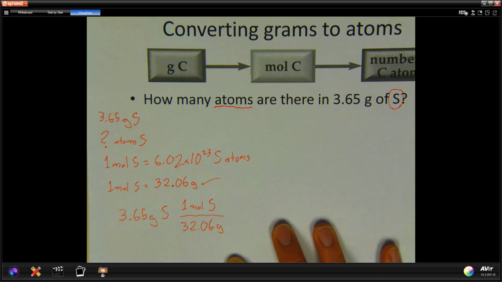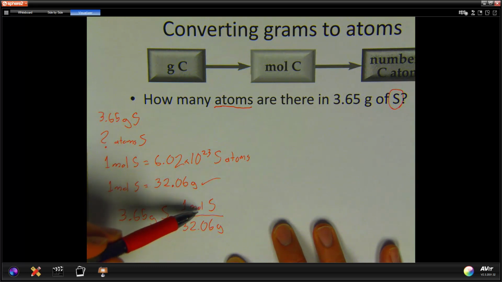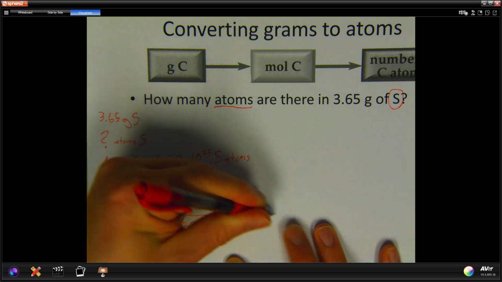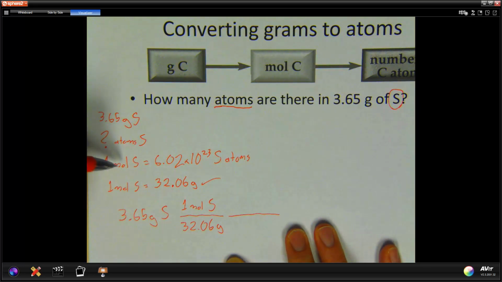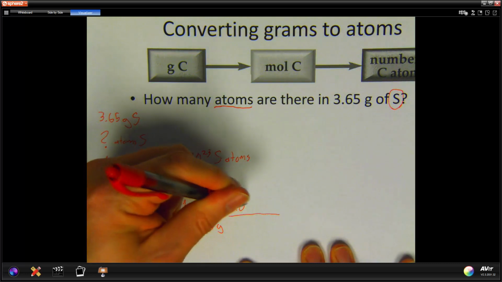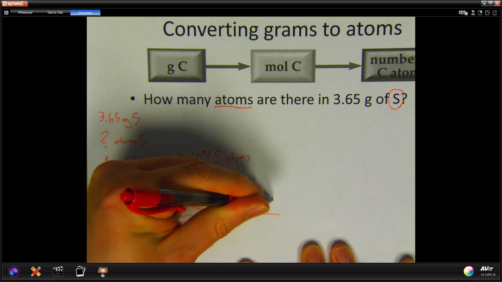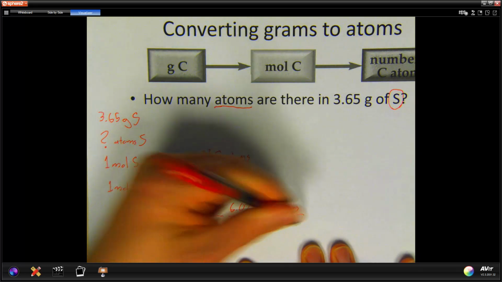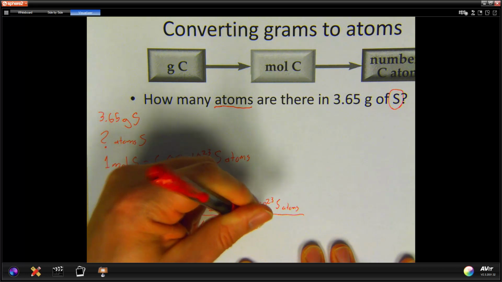And then we say, okay, now we have moles. Do we have an equality with moles? And we do. And is that equality giving us what we want? We want atoms. That would help us get to atoms. So we put Avogadro's number on the top, and then we put the 1 mole of sulfur on the bottom.